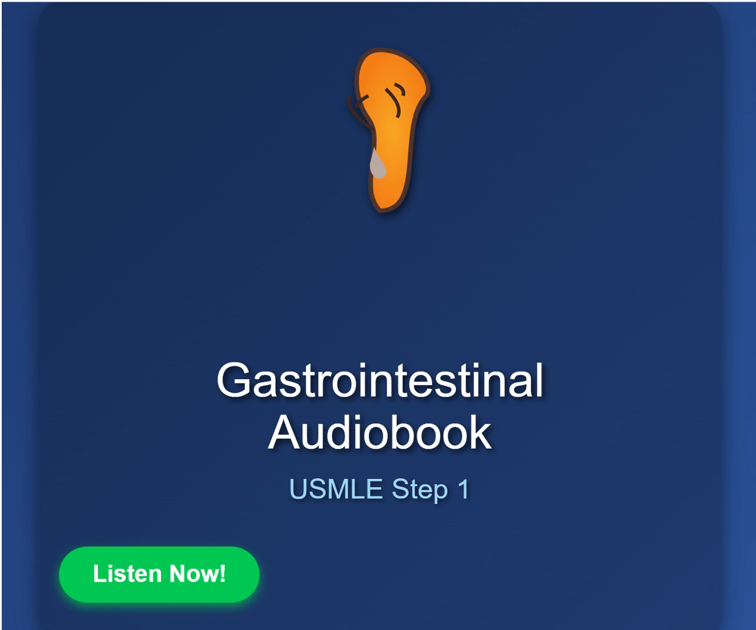Just remember, make a toast with alcohol. Interestingly, an AST greater than ALT in non-alcoholic liver disease may indicate progression to advanced fibrosis or cirrhosis.